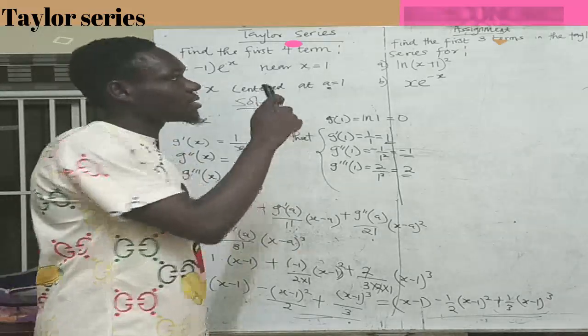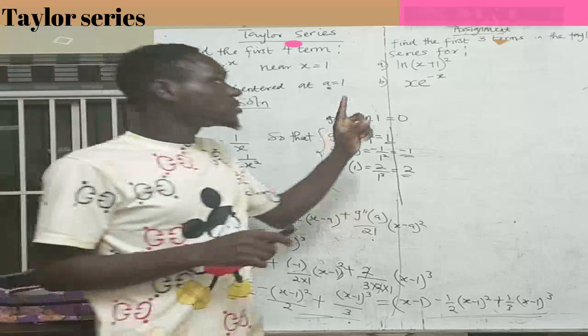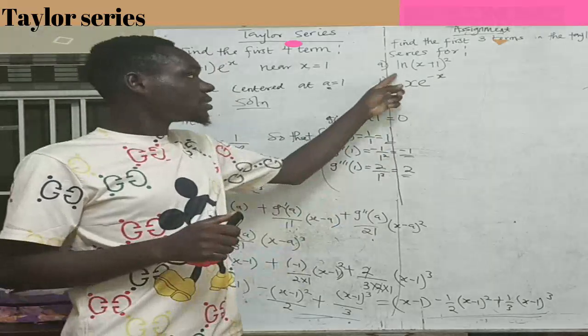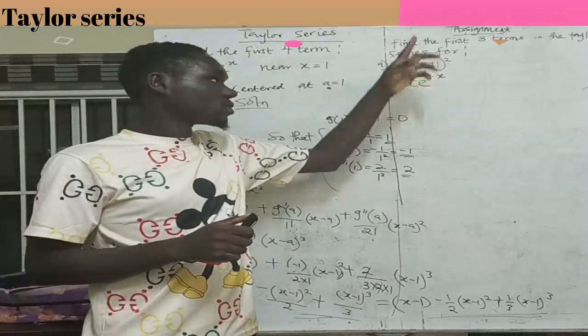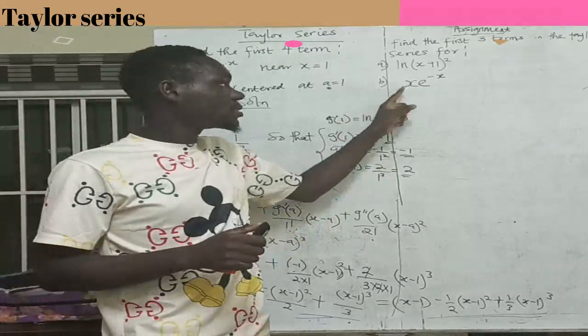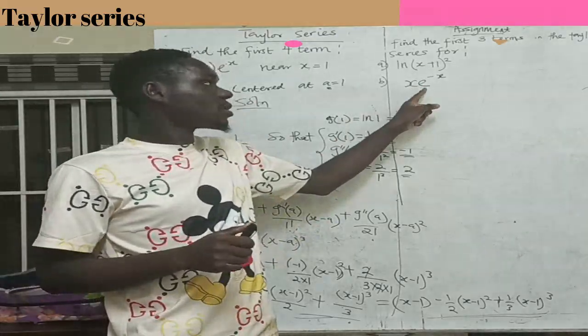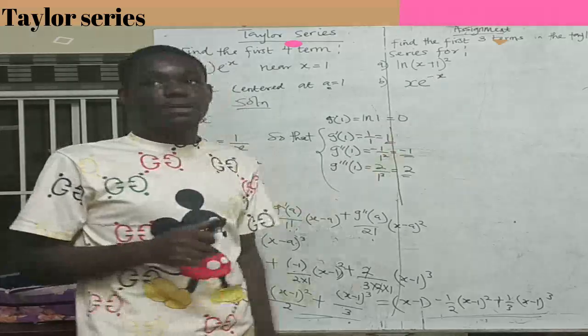Also, this will be the assignment for this class. The question says, find the first 3 terms in the Taylor series for: first one is ln of x plus 1 raised to the power of 2; second one is the natural log of x raised to the power of minus x.